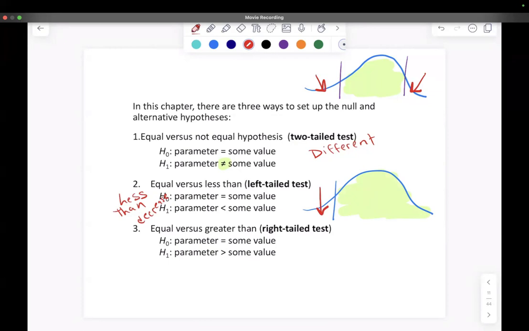Okay, finally, we have the right-tailed test. For the right-tailed test, you'll see greater than, or increased, or some words that mean something like that. And it's going to look like this. If your sample lands here, you do not have evidence to support your alternative hypothesis. However, if your sample lands out here, then you have evidence to support your alternative hypothesis.